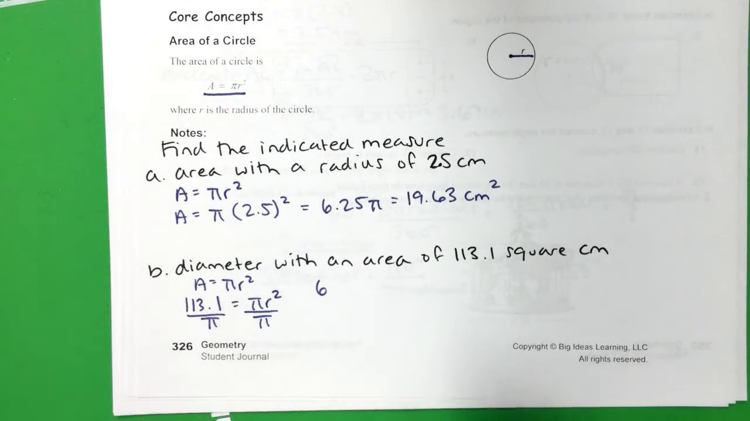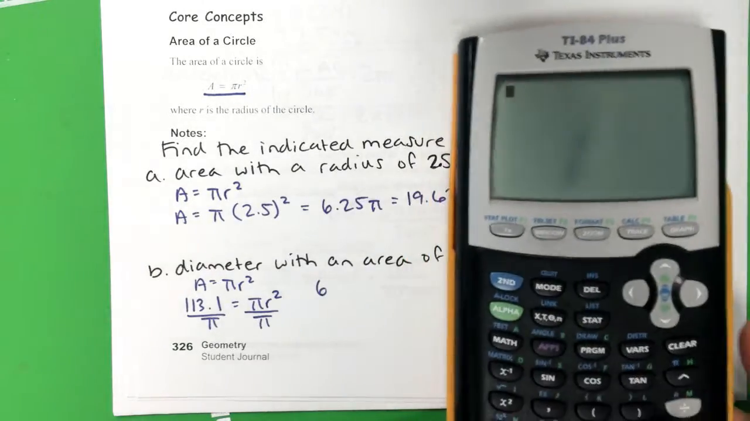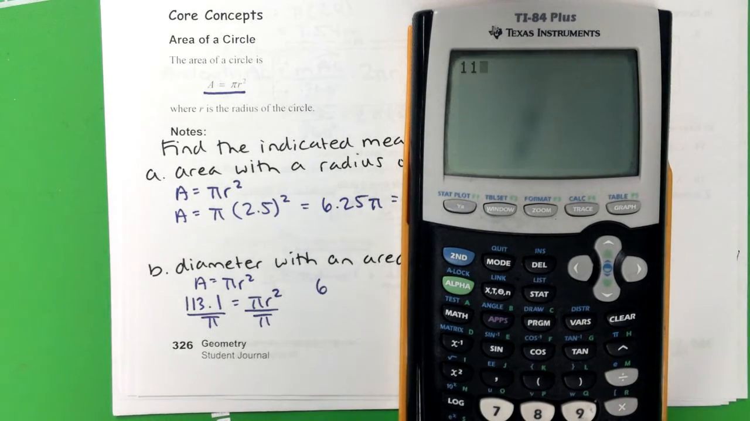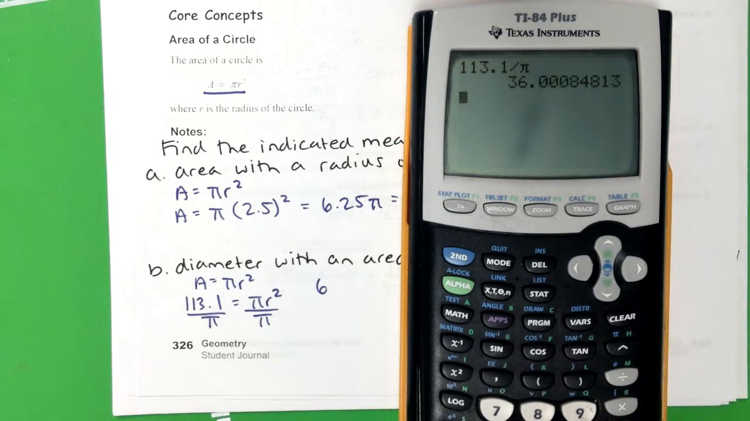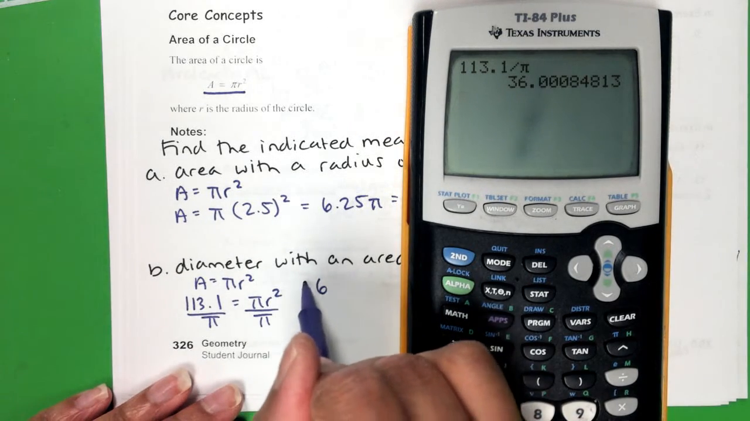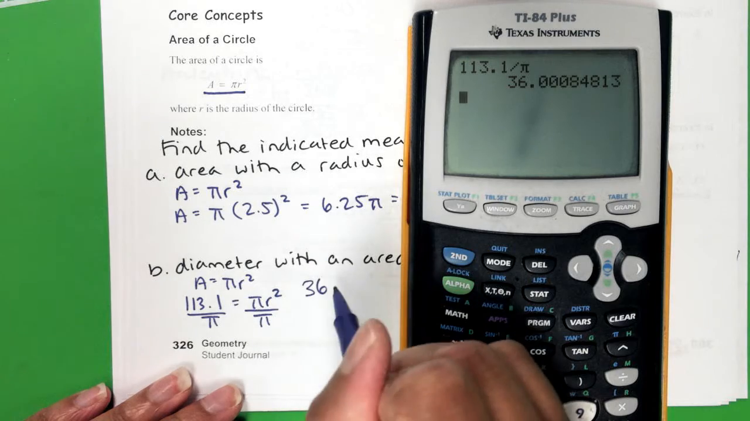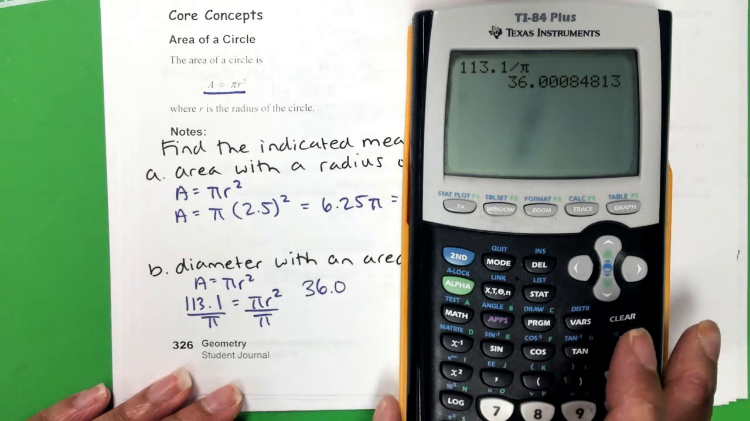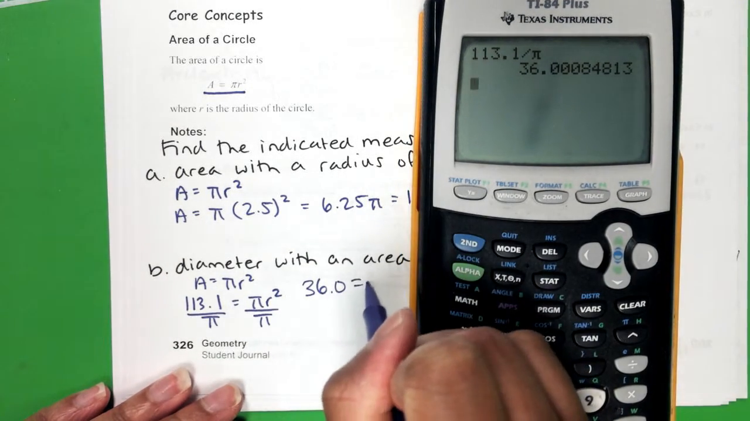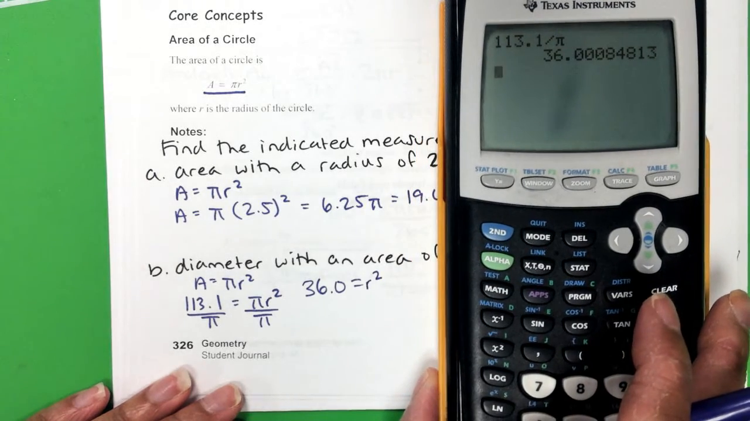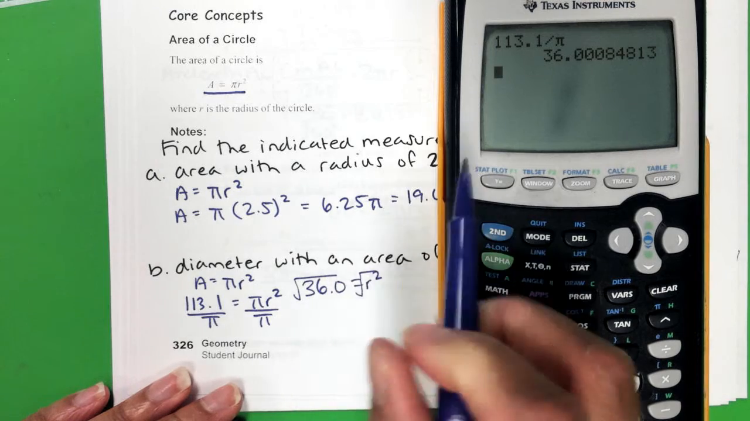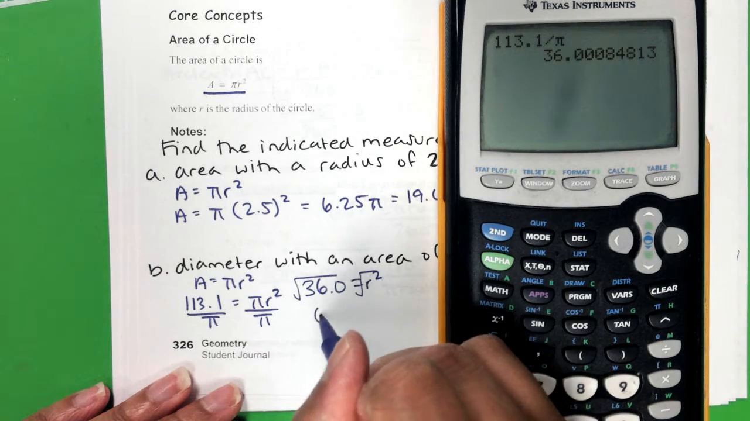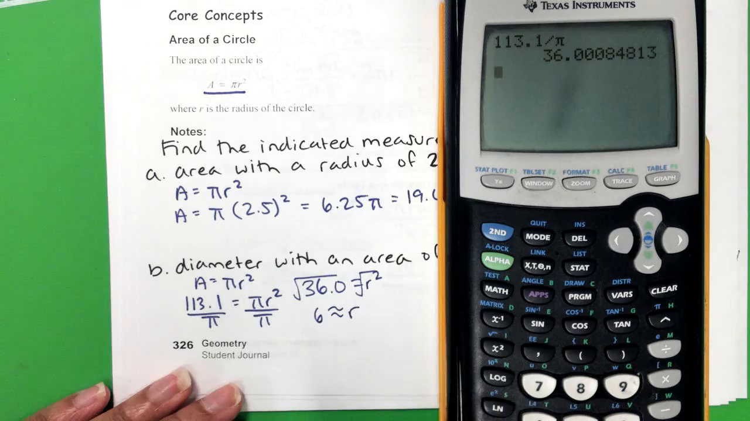Let's see if we would plug it into our calculator. So we have 113.1 divided by pi, and we end up with 36.0. So we have 36.0 equal to r squared. And if we want r by itself, we're going to square root both sides. We know the square root of 36 is going to be roughly 6, the measure of our radius.